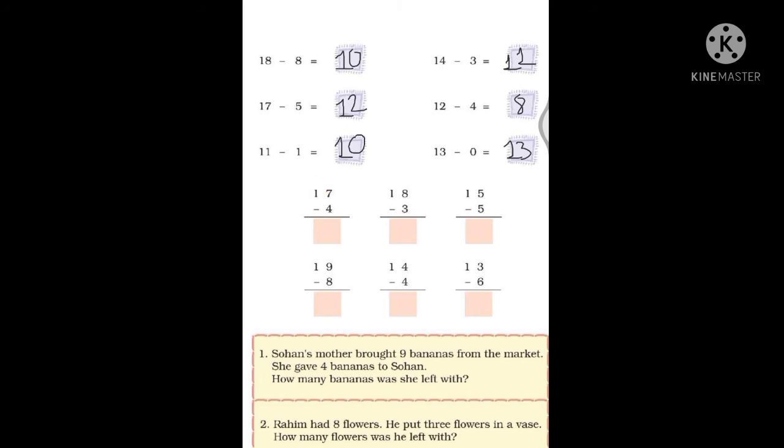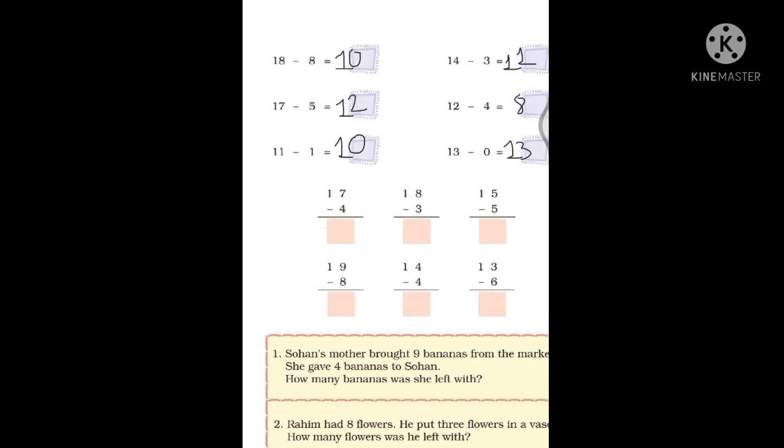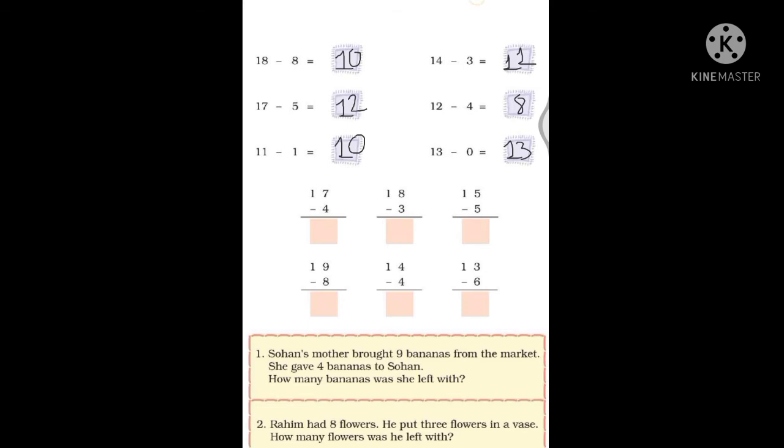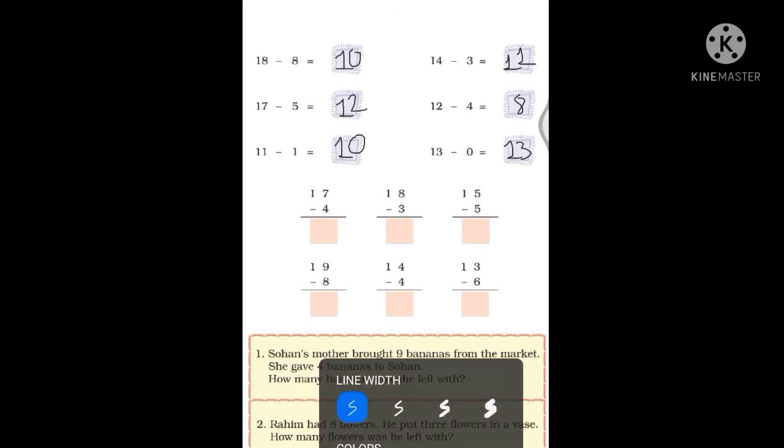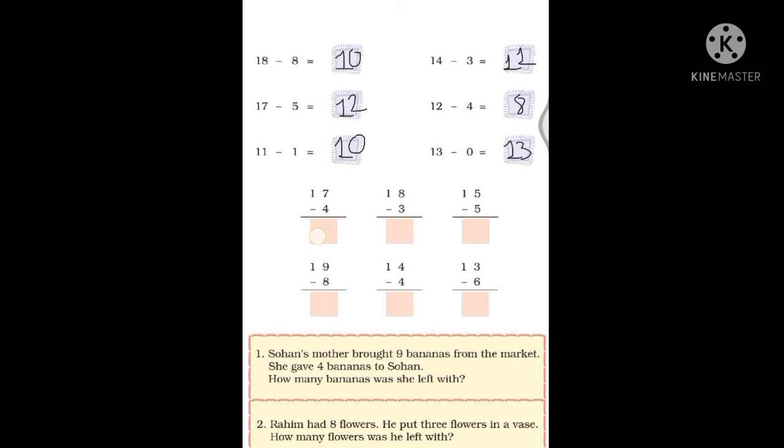Yes or no? So if you do 17 minus 4, what will get answer, students? Get answer beta? 13. Yes, so here we have to write down answer 13. Now next one, 18 minus 3. So if you are doing, students, 18 minus 3, what we get answer? Tell me, 18 minus 3, what we get answer?